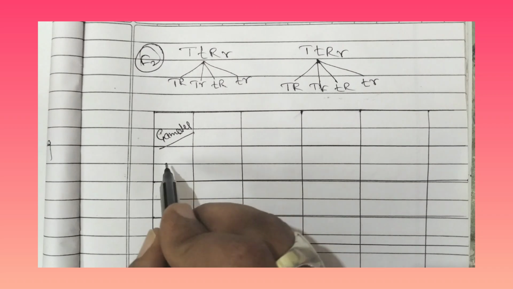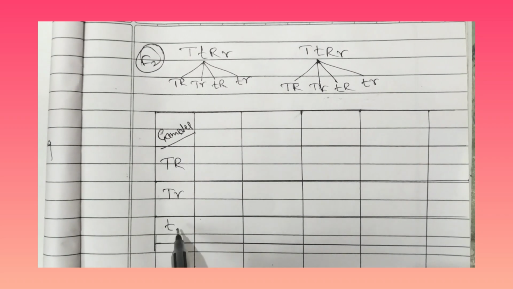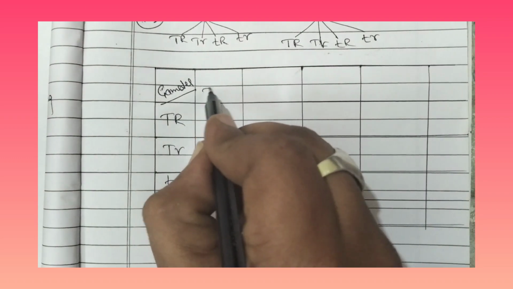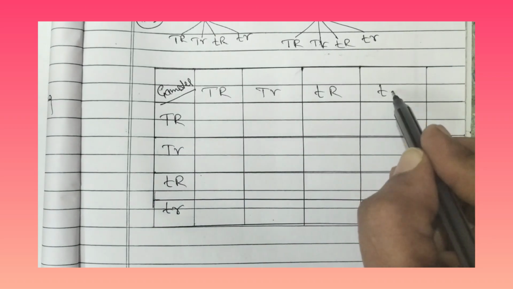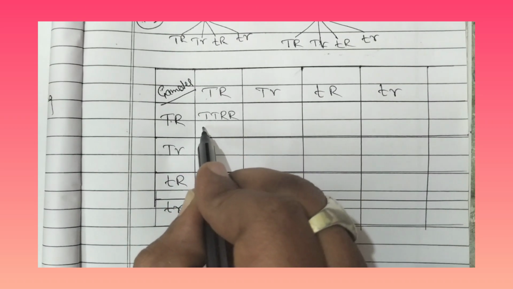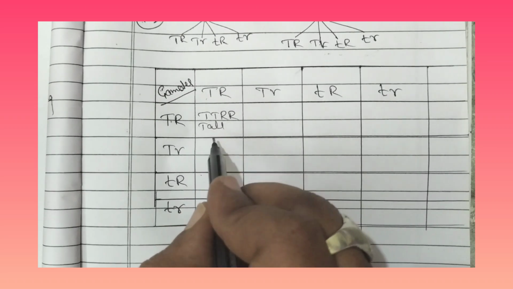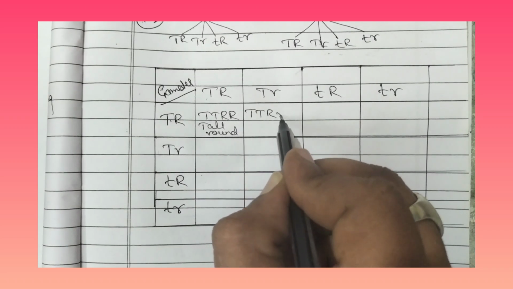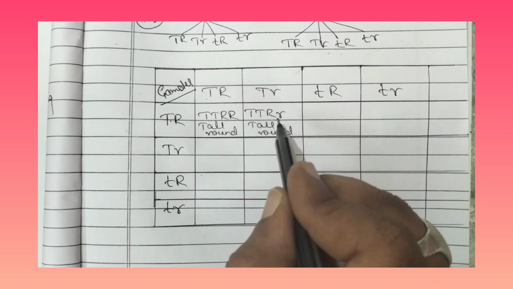So ಈಗ ನಾವು ಇದಕ್ಕೆ ಇದನ್ನು ಬರ್ಕೊಳ್ಳೋಣ. Capital T, capital R, capital T, small t, capital R, small t, small r. So ಈ ಕಡೆನು ಗ್ಯಾಮೆಟ್ಸ್ ಬರ್ಕೊಳ್ಳೋಣ. Capital T, capital T, capital R, capital R. The plant will be tall plant with round seed. Tall, round. Next, capital T, capital R, small r. Again the plant will be tall, round, because tall is dominant and round is dominant.